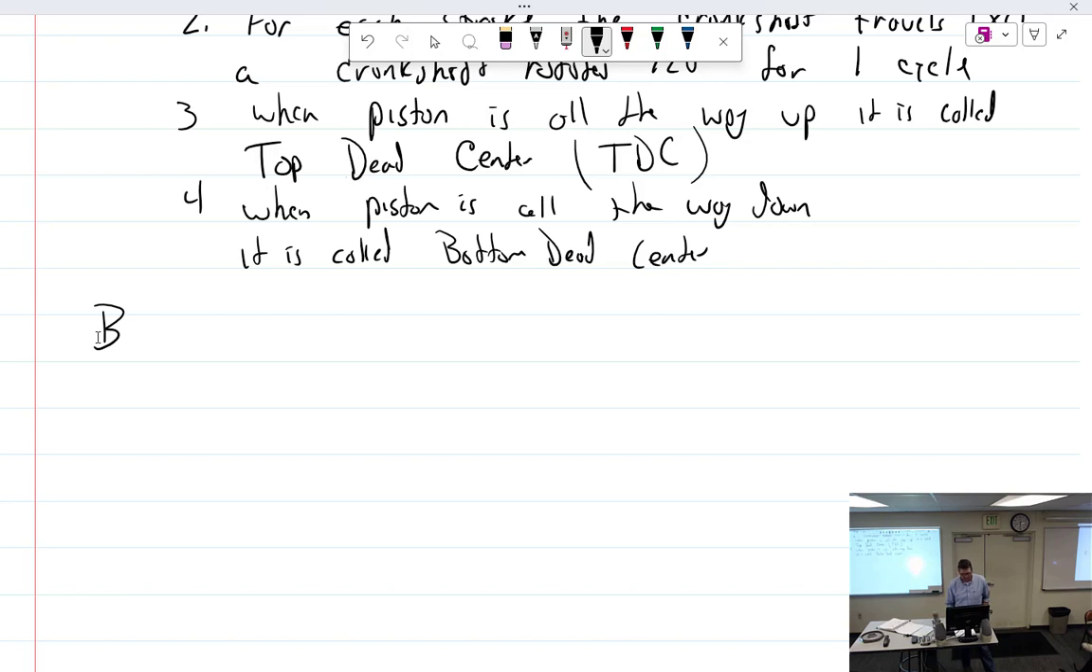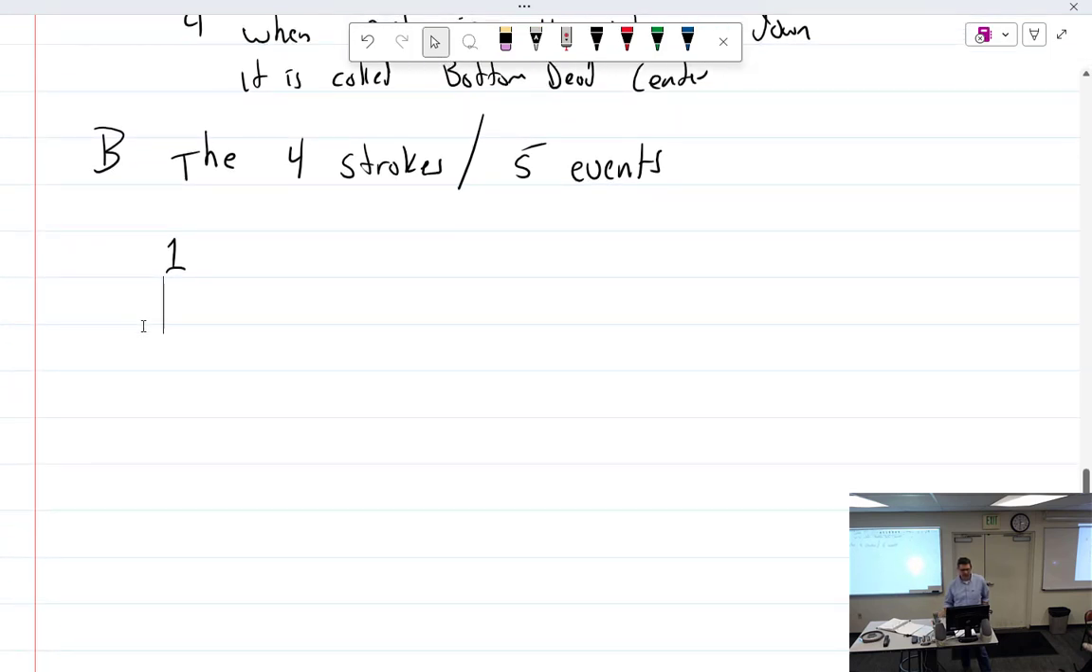Alright. The four strokes, slash five events. And the four strokes are intake, compression, power, and exhaust. Yes, so we start with intake. I like to start with intake because it seems like the logical place to start.